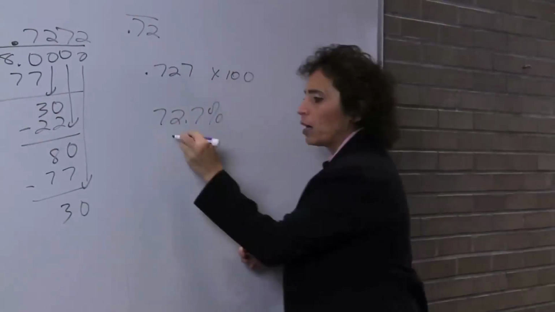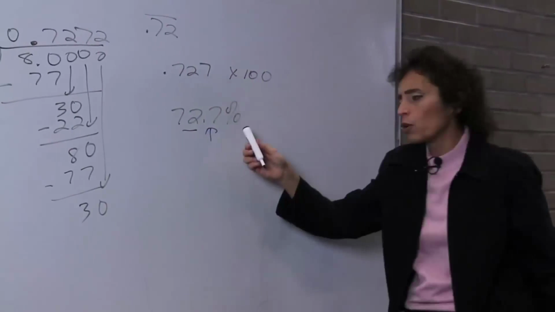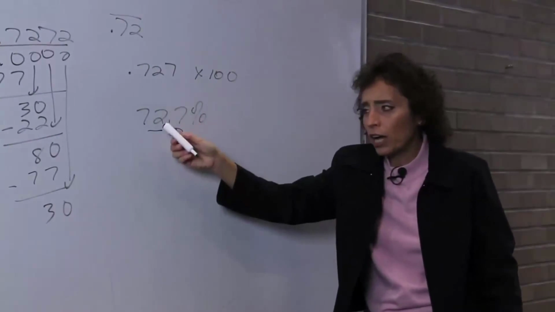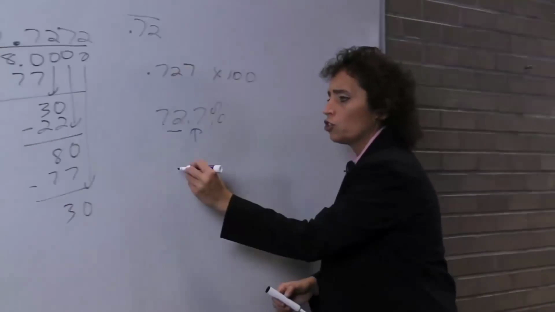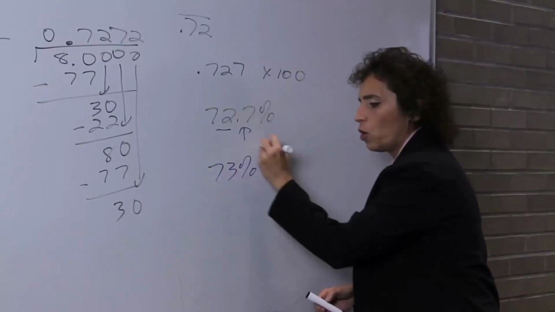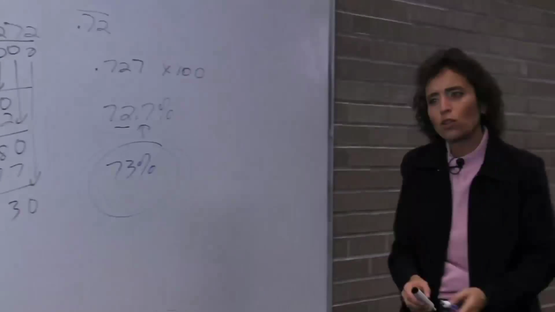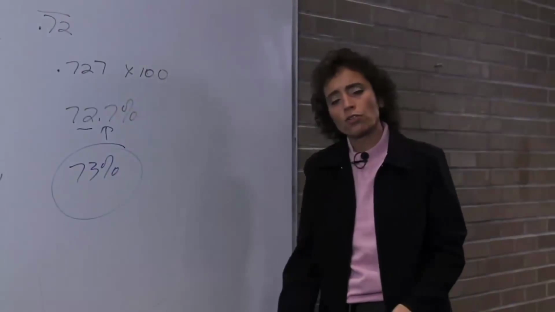But we want it to the nearest whole percent. So I have to look at my ones place, look at the number right next to it. If it's a 5 or higher, I have to raise that up, and I do. So it's 73%. So on that quiz, you got a 73%, and that's how that works.